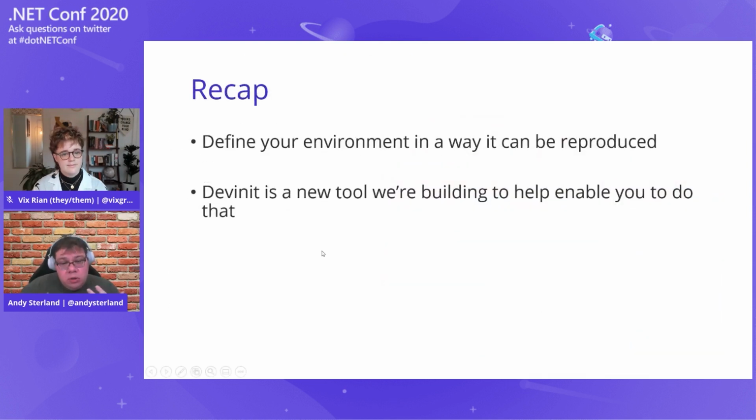So yeah, just a recap of what I've talked about. The biggest thing is to go away and think about how you define your environment in a way it can be reproduced. DevInit is a tool to help you do that, so that it's easy for you as a developer, if you don't already have something, to define a JSON file that captures the dependencies of your application, such that it'd be super easy for someone later to go and deploy them. And this is just one option. There's many options of how to do this.